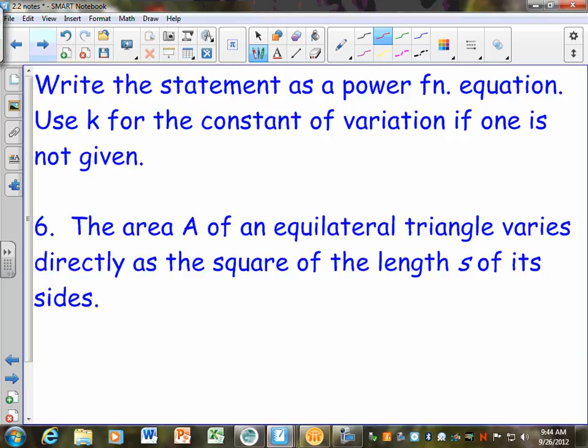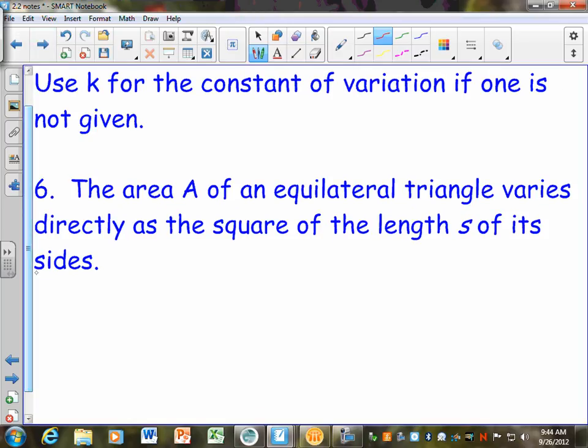And so this is what I just passed out to you. It says, write the statement as a power function. So that means all of these you should be able to write in that format with a constant and a variable to a power. Use k for the constant of variation if one is not given. So some of these problems, they're going to give you the constant, especially if it's like a geometry formula that we can use. But if they don't give you one, you're supposed to just use k. All right? And so notice we're not even solving this. We're just writing the equation.